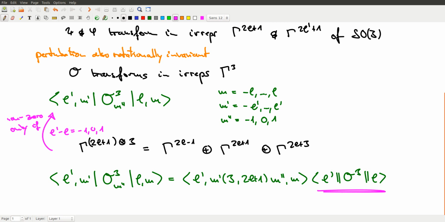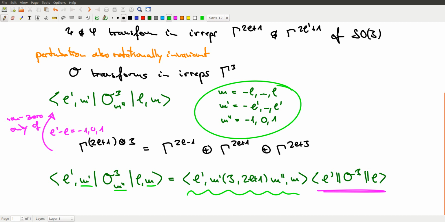So for fixed L and L prime, there's just this one number here, which encodes all the physics. And then there are lots of transitions, which we can make, in principle, from different states, labeled by these M's here. They run over all these values. But their relative intensities are fixed by the Clebsch-Gordan coefficients. So they are fixed by representation theory. All the physics is in this single reduced matrix element.